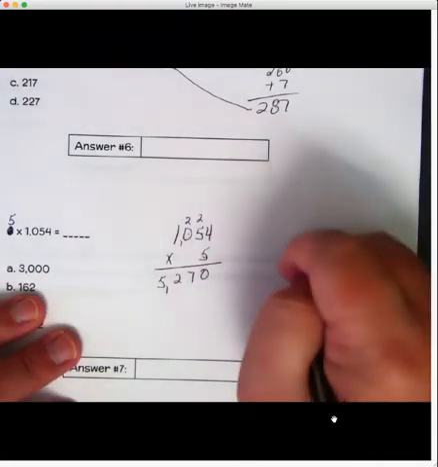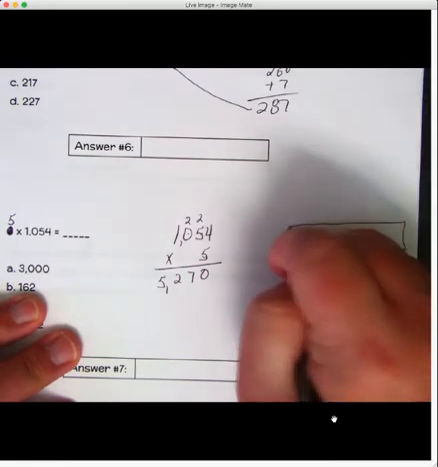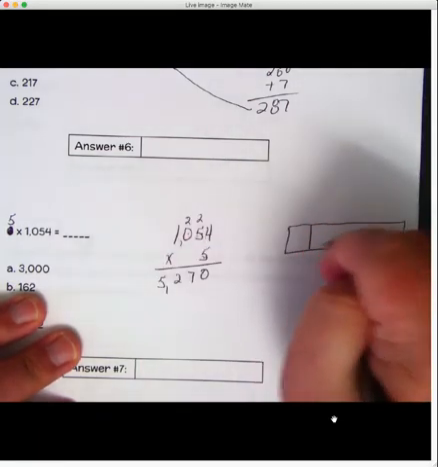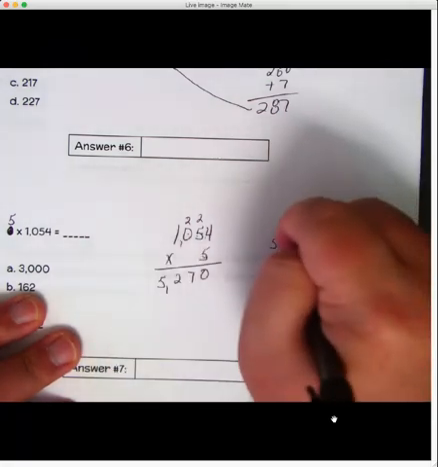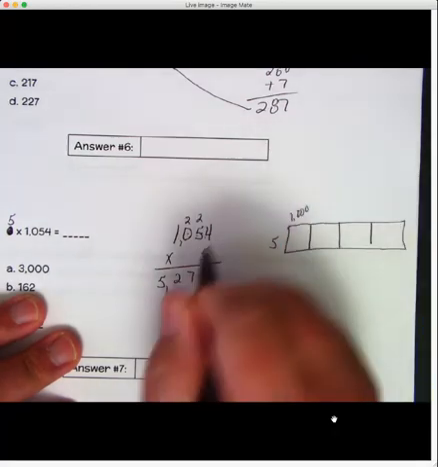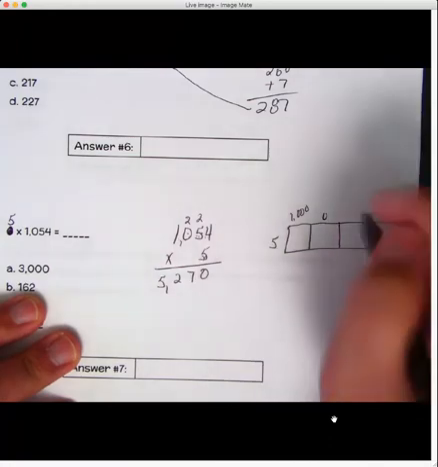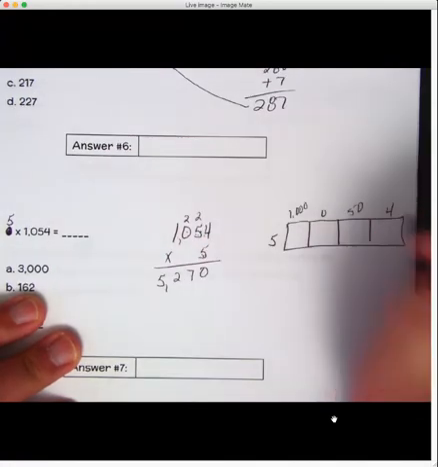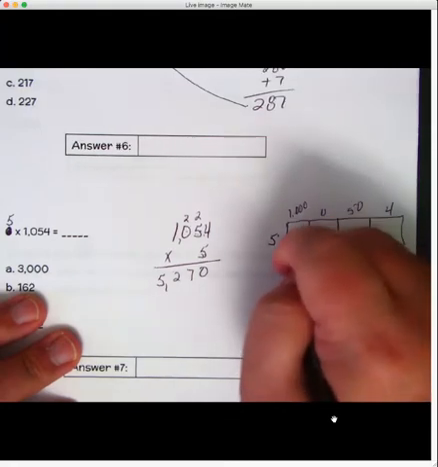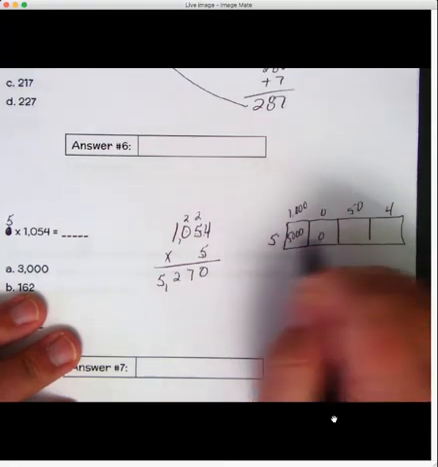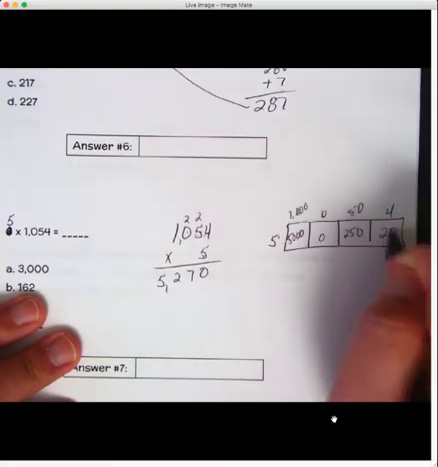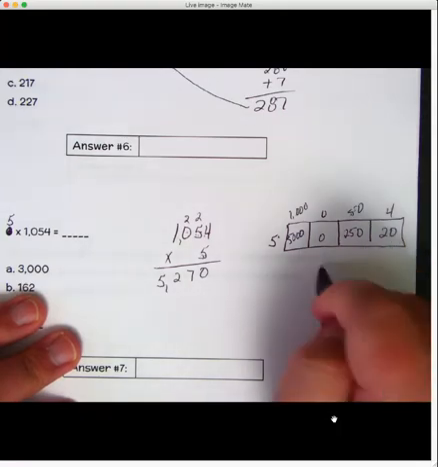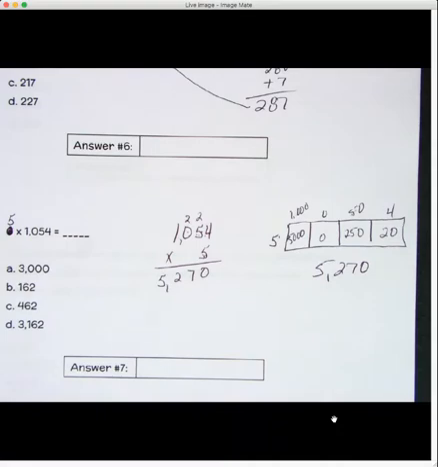What would that look like on an area model? That would be a long, skinny rectangle, wouldn't it? We'd have to have 4 places. And we'd have to do 5 times 1,000, 5 times a 0, 5 times a 50, 5 times a 4. Okay, 5 times 1,000 would be 5,000. 5 times 0 is 0. 5 times 50. 5 times 5 is 25. Add your 0. 5 times 4 is 20. And guess what you'd get if you'd add all those together? 5,270, the same thing. So if that helps you on your multiplication tomorrow, do that.